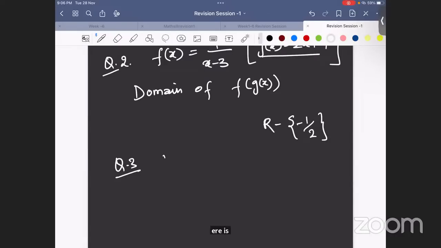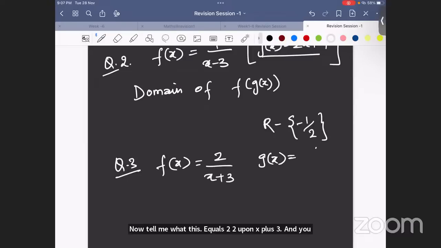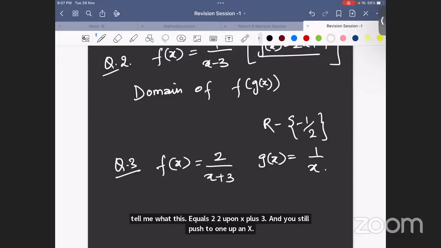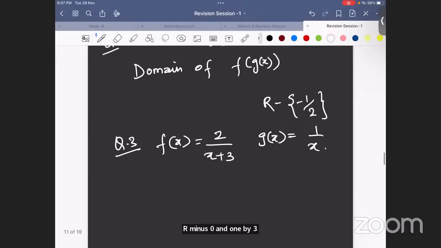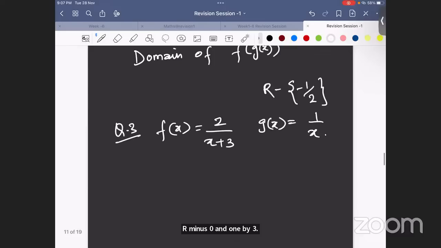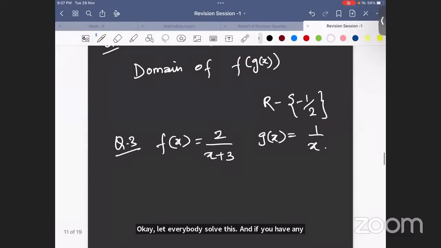Now tell me, for this f(x) equals 2 upon x plus 3 and g(x) equals 1 upon x. R minus 0 and 1 by 3. Okay, let everybody solve this. If you have any issue, that is why I am discussing this many examples, because this is the most important topic from week 5. You can expect 2 to 3 problems from this portion itself.